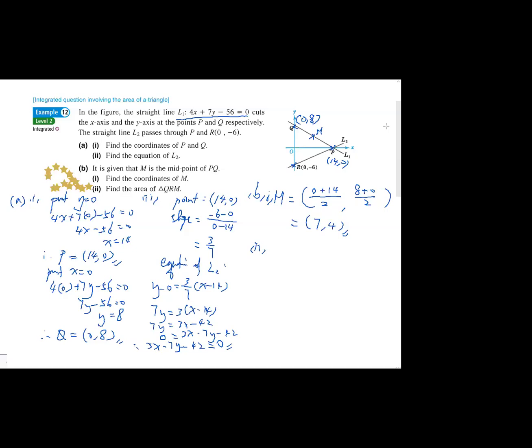Find the area of triangle QRM. Where is triangle QRM? Let me use red color. QRM is this triangle, and I'm going to find the area of this red triangle.